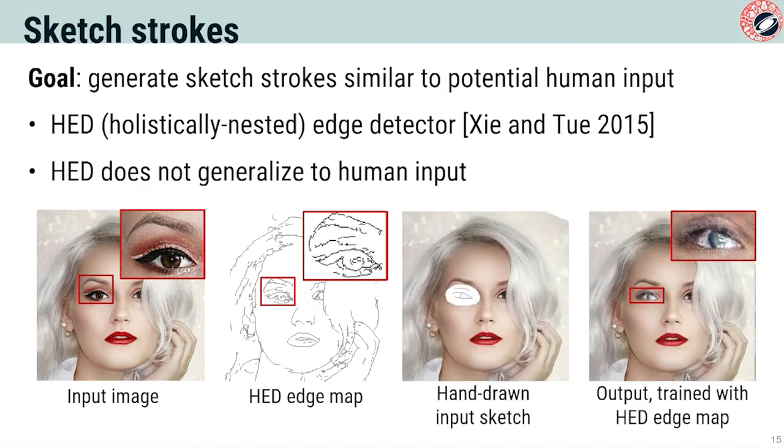However, we found that HED does not generalize well to hand-drawn sketches. So here the third image shows a hand-drawn input sketch, and the generated result, based on training with HED on the right, exhibits clear artifacts. So intuitively, HED edges are too correlated with actual image edges. So the network does not generalize well to less precise user input, where sometimes edges are missing or drawn inaccurately.